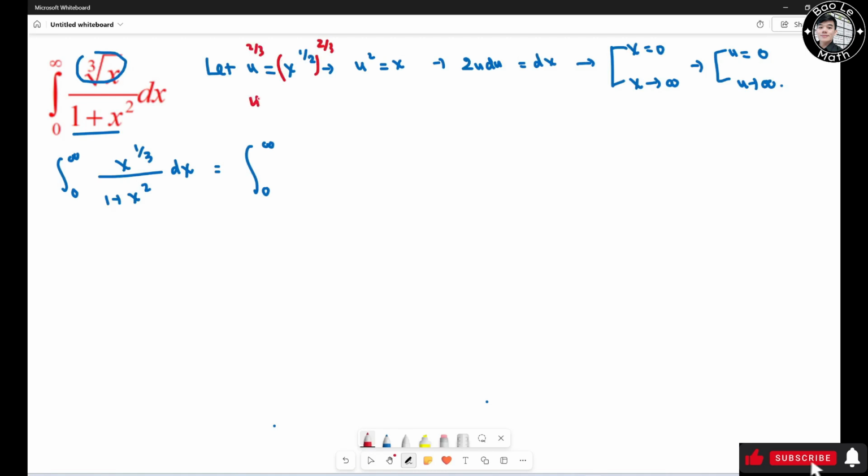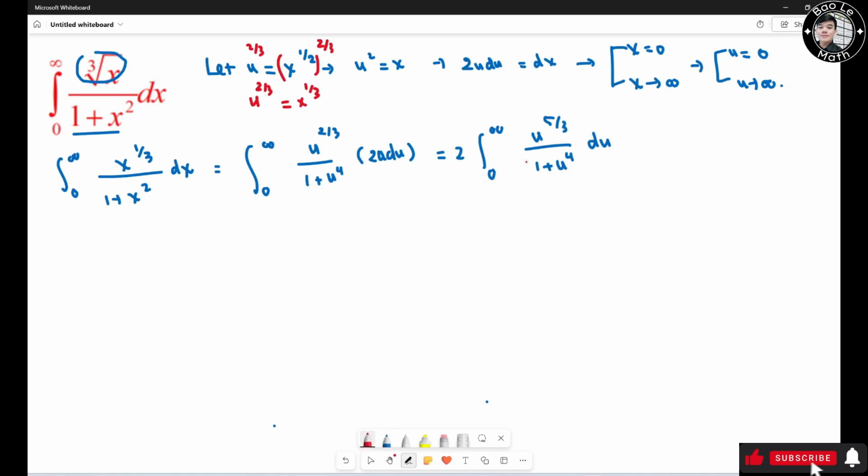So then I have u^(2/3) = s^(1/3), right? So I have u^(2/3) over 1 plus u^4, and this one turns out to be 2u du. Now I need to simplify this one, so it turns out to be the integral from 0 to infinity of u^(2/3) times u, which is u^(5/3) over 1 plus u^4 du, and I'm going to put 2 in the front.